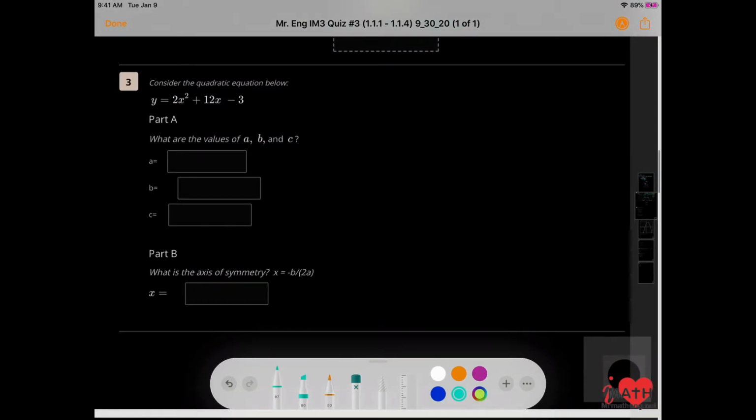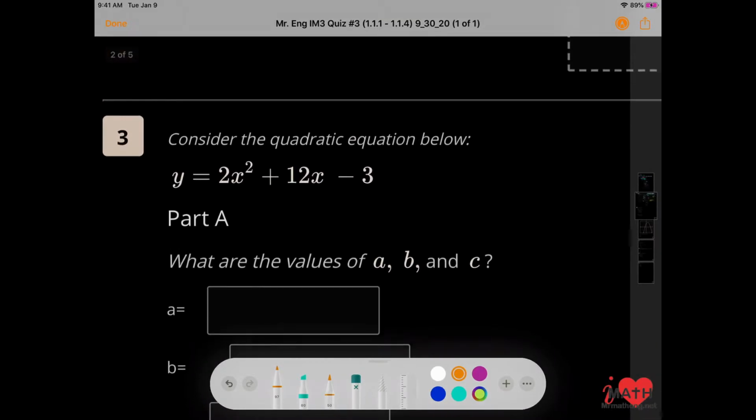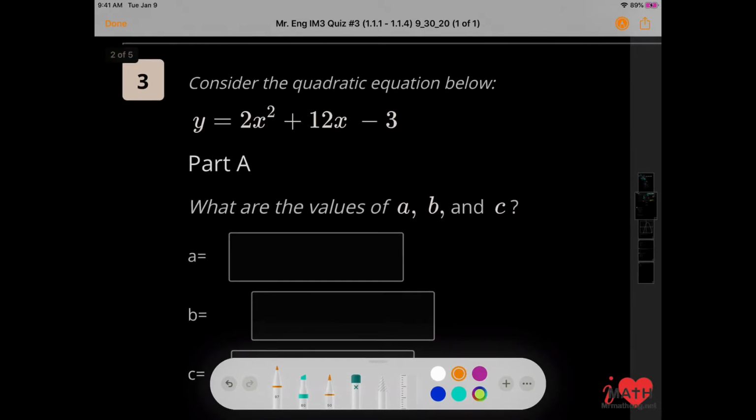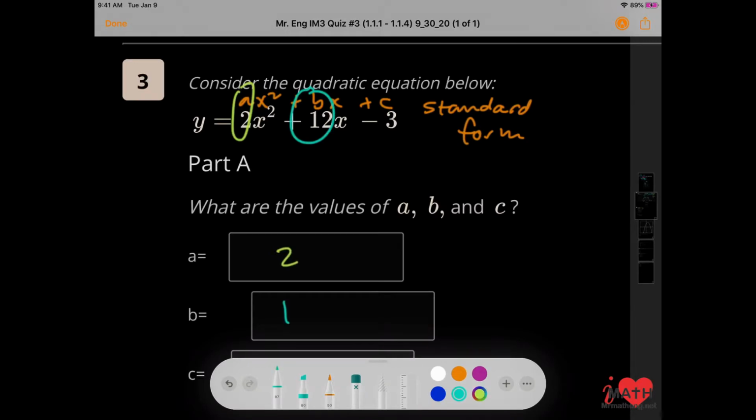All right, question number 3. Consider the quadratic equation y equals 2x squared plus 12x minus 3. Well, I look at my foldable and I recognize no parentheses. So if it has no parentheses, this is standard form. We were working on identifying the A, B, and C for quite a bit of time, right? We've even done that back in factoring. So A is 2, B is 12, and C is negative 3.